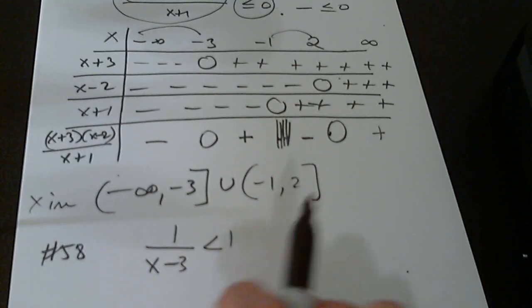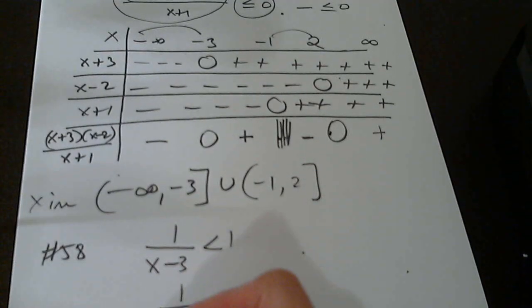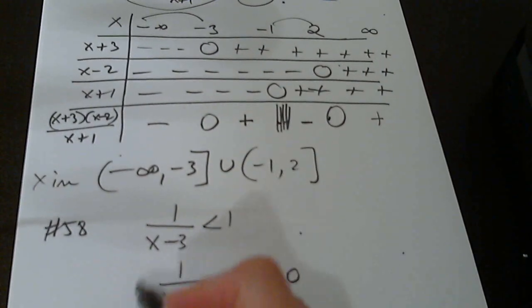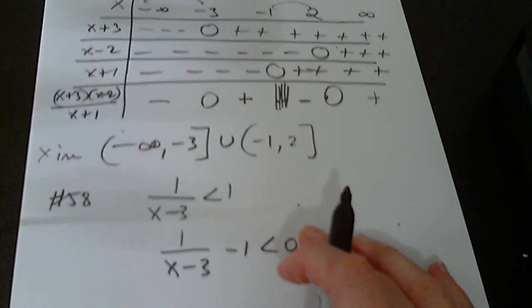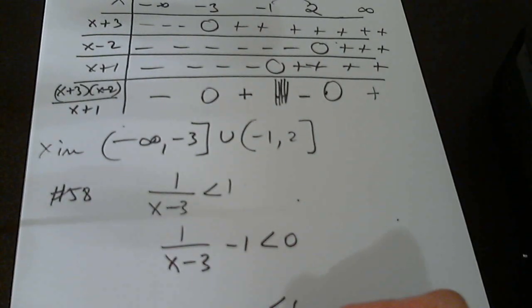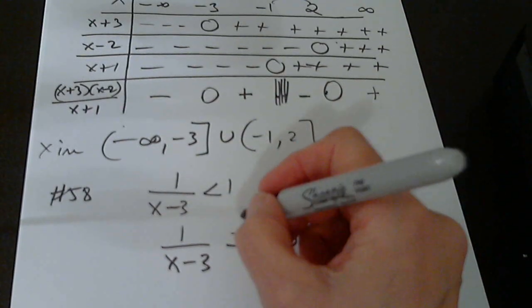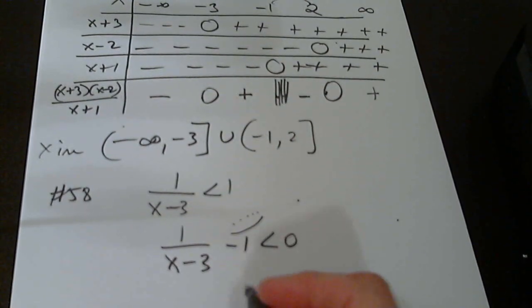So first I have to move 1 to the other side. 1 over x minus 3 minus 1 less than 0. Now I have the 0, but this is not factored yet. So I have to find the LCD, and then it will be ready for the table. Initially, it was not ready. So what is the least common denominator? And you can say there is only one, just copy it, right? There is only one, it's x minus 3. But what do I need to multiply -1 by and write it up here?